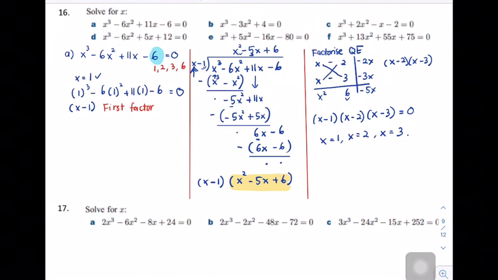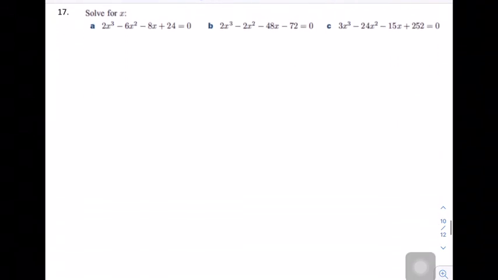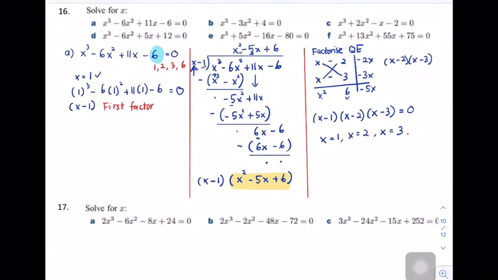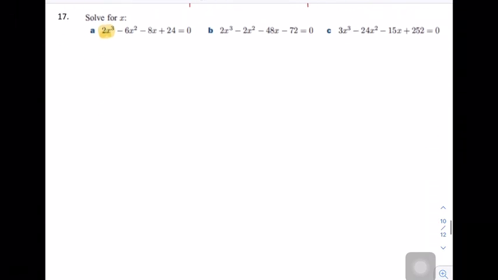Okay, now for question 17. So this one is a little bit different because your cubic, the term with the x power of 3 has a coefficient that is more than 1. So for a here, I show you, since it is 2x cubed minus 6x squared minus 8x plus 24, we cannot directly take factor of 24. What we have to do first is factorize the coefficient.